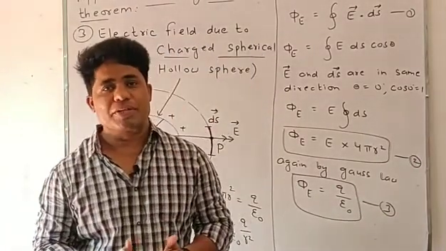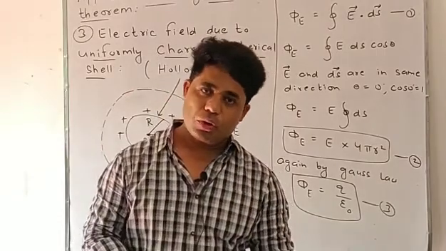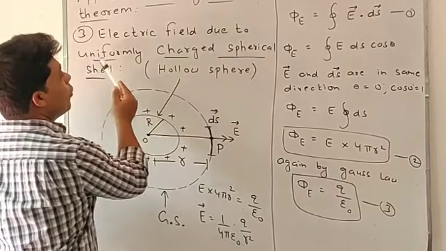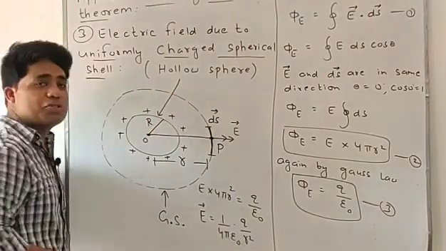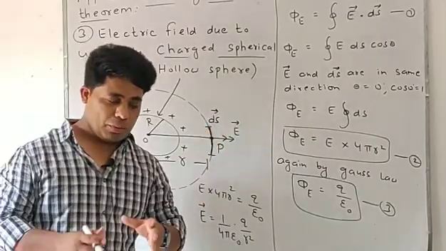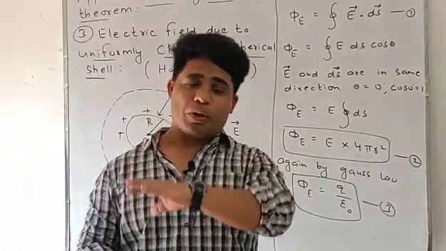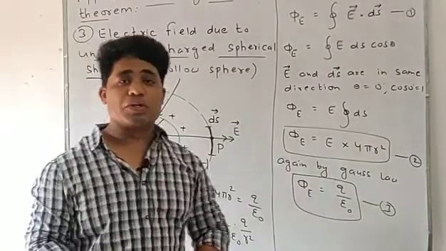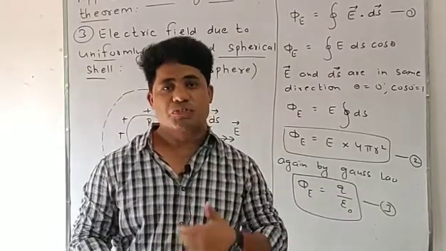Now students, we'll discuss the third application of Gauss theorem: electric field due to a uniformly charged spherical shell. Spherical shell means hollow sphere. We have a hollow sphere, it is charged, and we have to find the electric field due to this charged hollow sphere, the spherical shell.